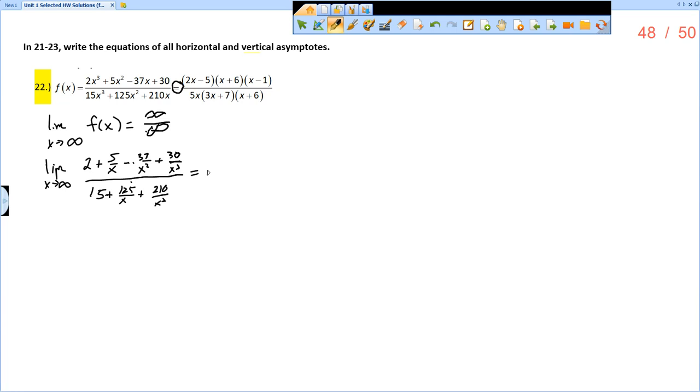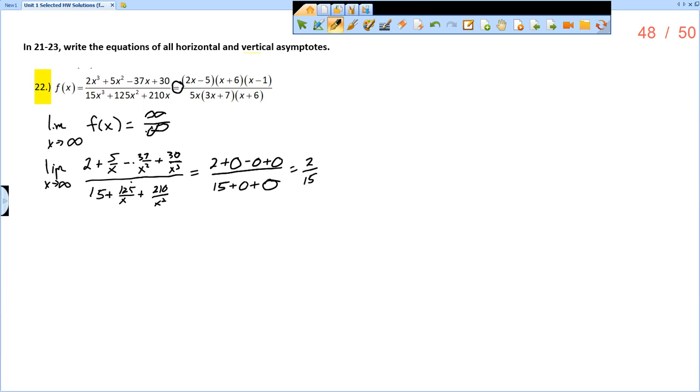All right, so then I'm going to reevaluate, right? So I plug infinity in. So I get 2 plus 5 over infinity. So 5 over infinity in a limit problem is 0, minus 37 over infinity squared, which is 0, plus 30 over infinity cubed, which is 0. Divided by 15 plus 125 over infinity, which is 0, plus 210 over infinity squared, which is 0. So I end up with 2/15, right?